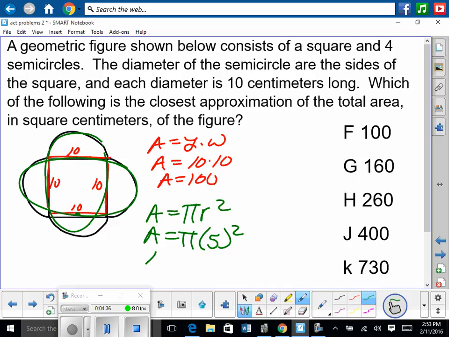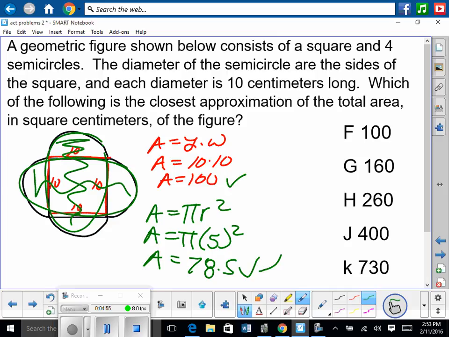So we have the area of that is, and since it looks like they're not putting their answers in pi, we're going to type that in. 78.5. Okay, so we have 2 of those. So add it up. 78.5 for that circle, and then you add that up twice, and then 100. You got 257. So the closest to the area would be this one.